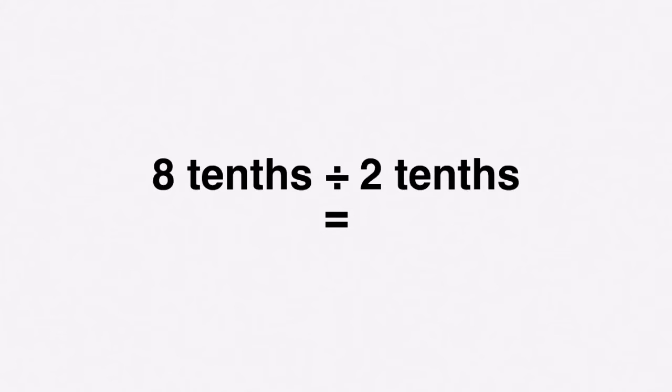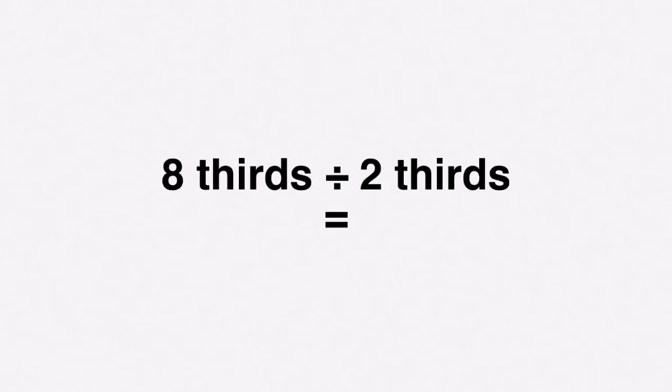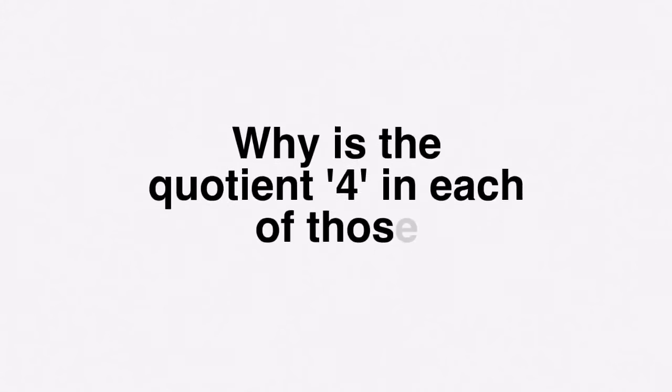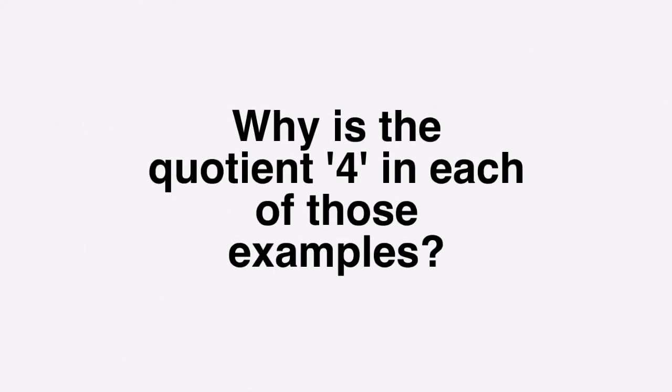How about 8 tenths divided by 2 tenths? What do you think that'll be? Yup, 4 again. But let's do a tricky one now. 8 thirds divided by 2 thirds. Ooh. Yes, if I have 8 thirds and I'm taking away 2 thirds at a time, I will be left with 4. Why is it that the quotient of each of those problems was 4?